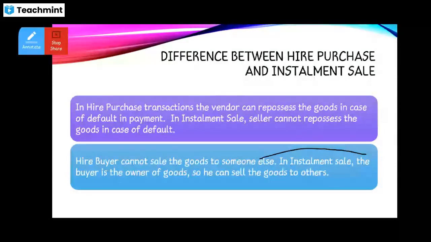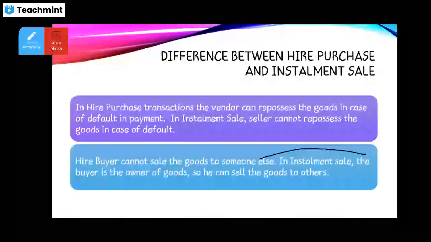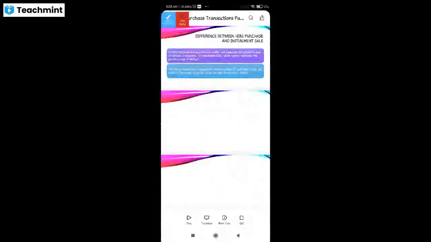Next, the hire buyer cannot sell the goods to someone else. Why can the hire buyer not sell the goods? Because he is not the owner of the goods. When the last installment is paid, only then will he be the owner, and then he can sell the goods to anyone else. But in installment sale, the buyer is the owner of the goods and he can sell the goods to others. So this much was this presentation. Let us see the next presentation.